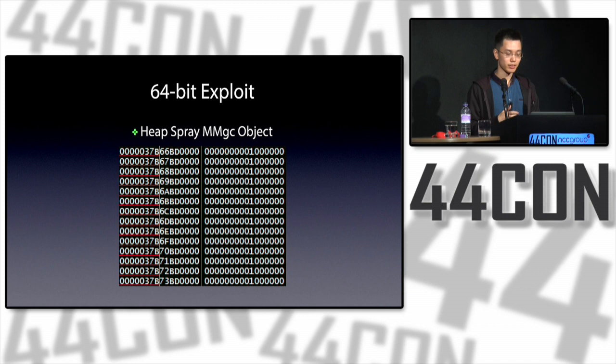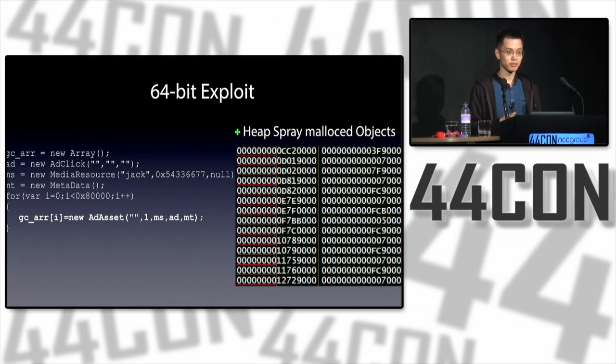Luckily, I found that when spraying malloc-managed Flash objects, Windows 7 doesn't derive the high entropy heap randomization, meaning that the high 32-bit is still 0. So I just need to pick another class under media resource. I choose add-asset, which works very similar to an array. You can store different class objects inside. And when you initialize this class many times, the classes inside will duplicate themselves to spray the memory.